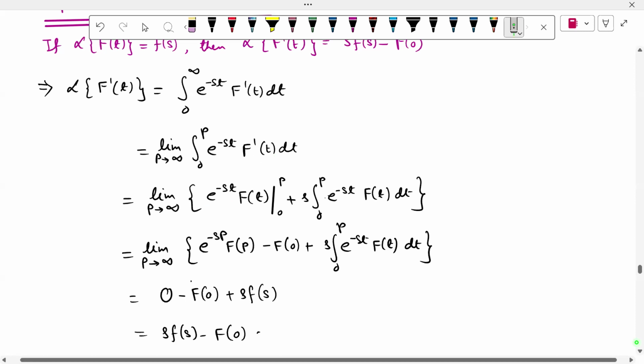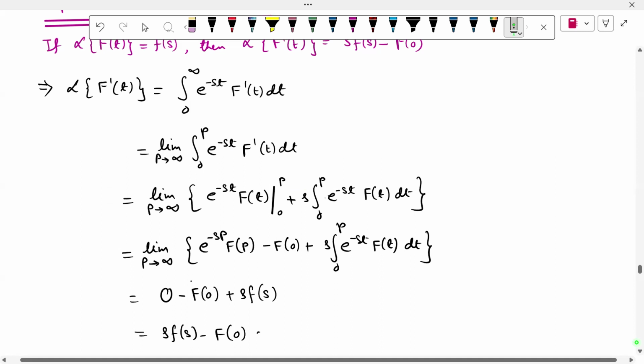Next, you keep this. The second time, you need to differentiate this first function. If you differentiate, e to the minus st gives you e to the minus st into minus s. This minus s comes out, and this minus minus becomes plus. Again, if you integrate this f dash t, then you will get f t dt. This is a simple application of integration by parts.